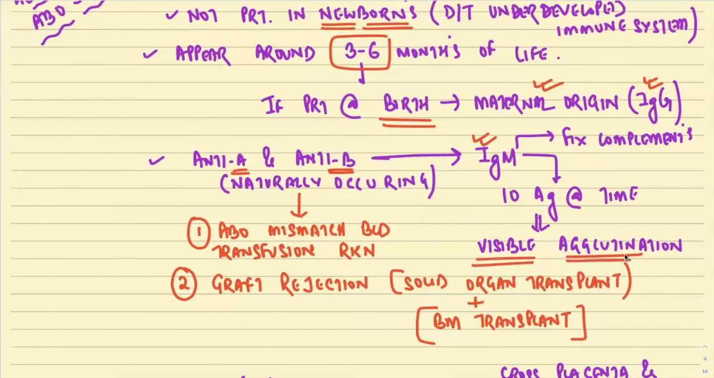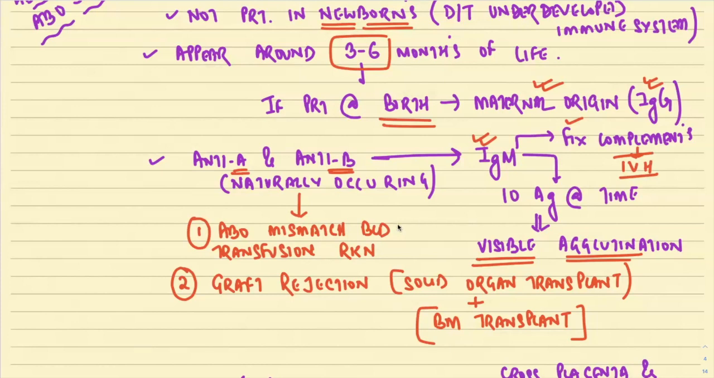Whenever agglutination occurs when you do the blood grouping, you can see the agglutination taking place with your naked eyes. Remember, these IgM antibodies can fix complement. That means they can lead to what is called intravascular hemolysis. That is why, in a hemolytic blood transfusion reaction, you are going to see intravascular hemolysis, because it is happening due to the presence of IgM antibodies.